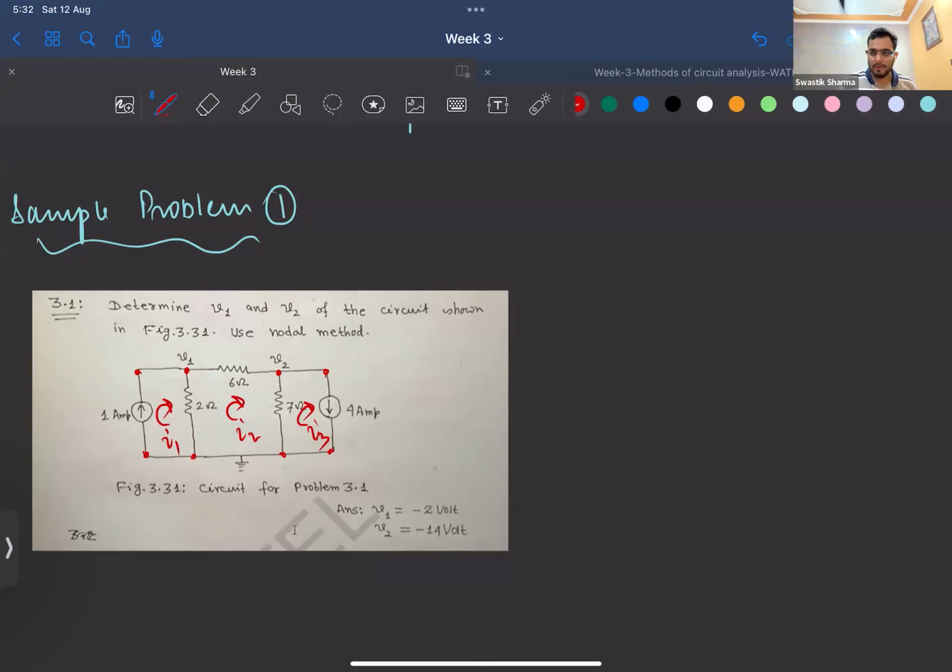So what we do is apply KVL here. For nodal analysis, you applied KCL at all of these nodes. Now for all of these meshes, you need to write KVL. So for the first mesh, what is KVL?